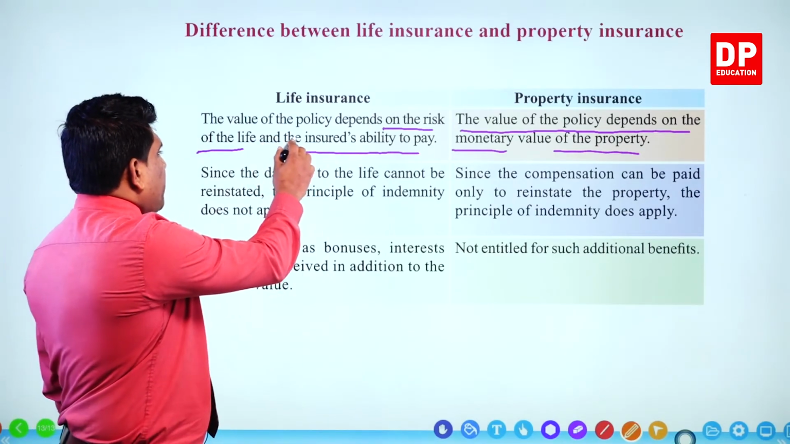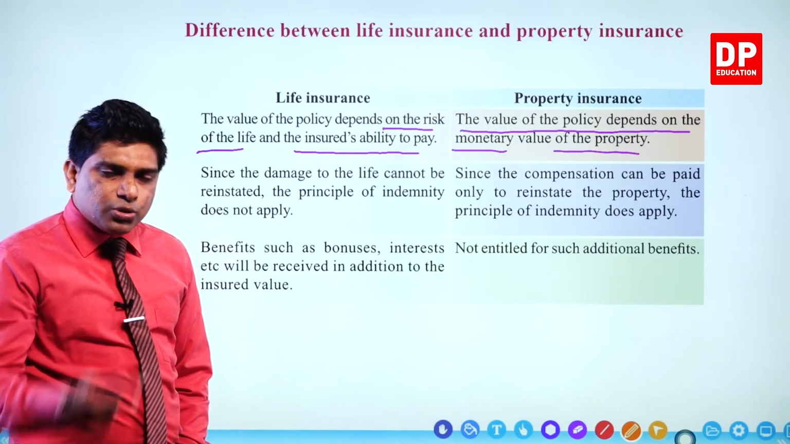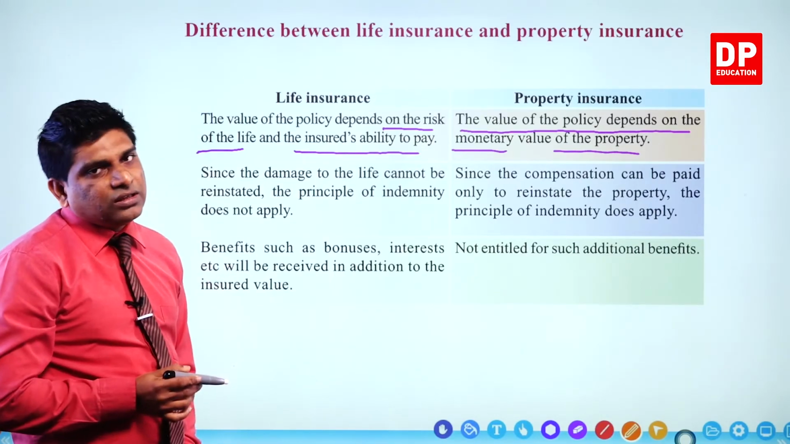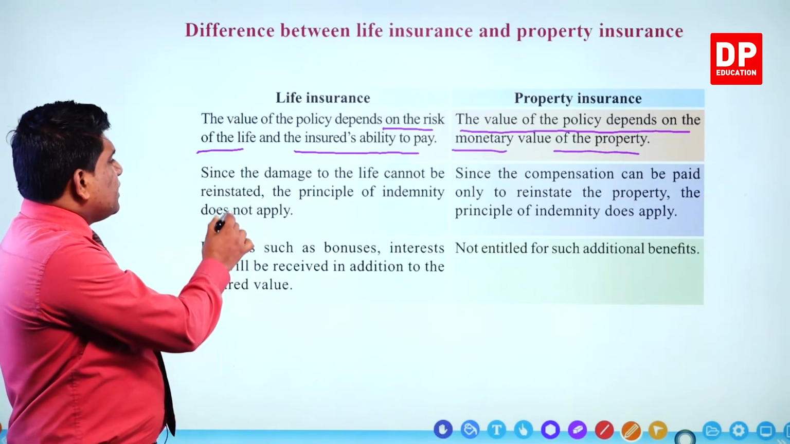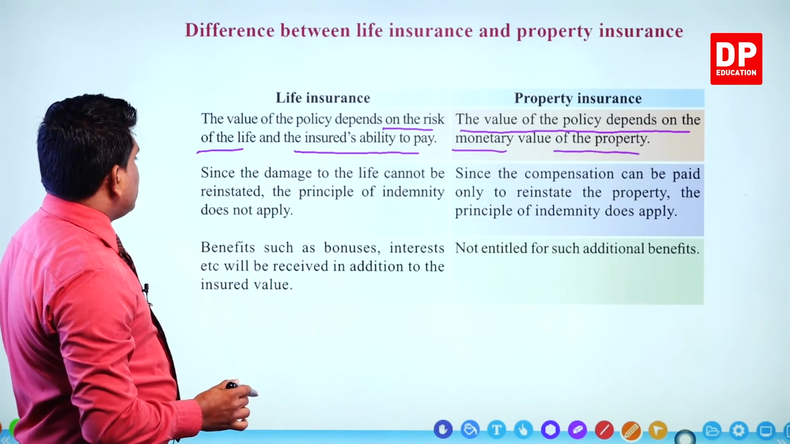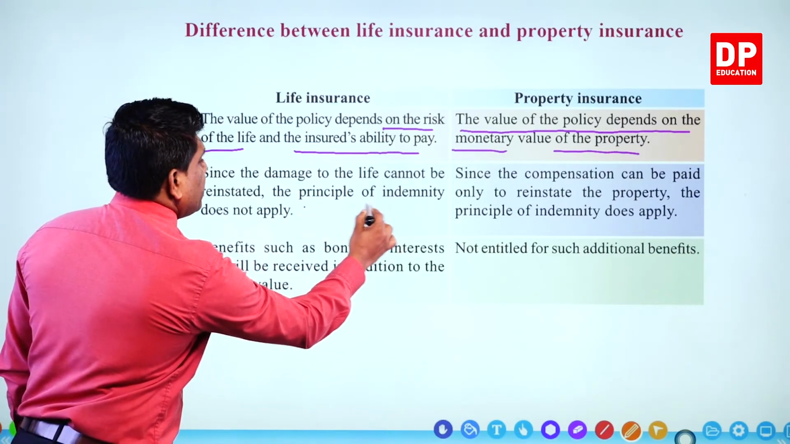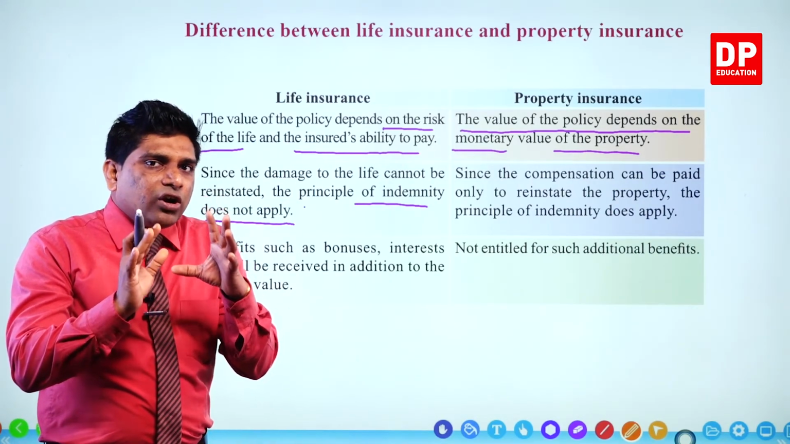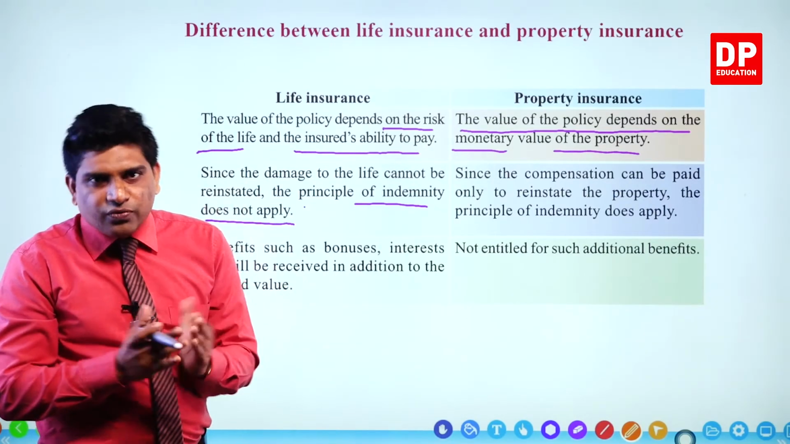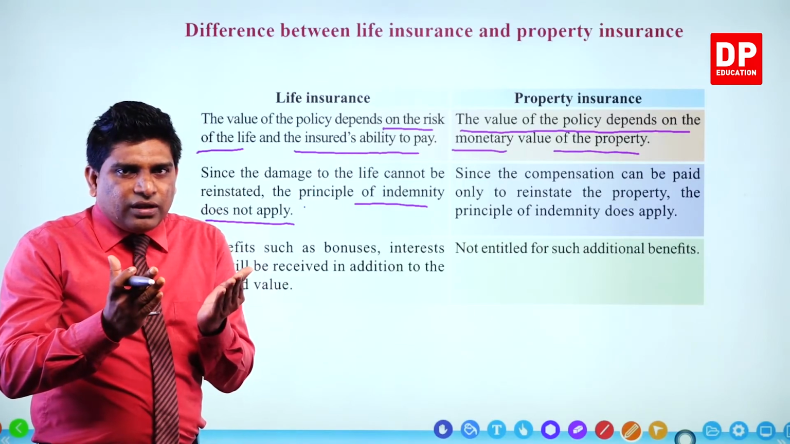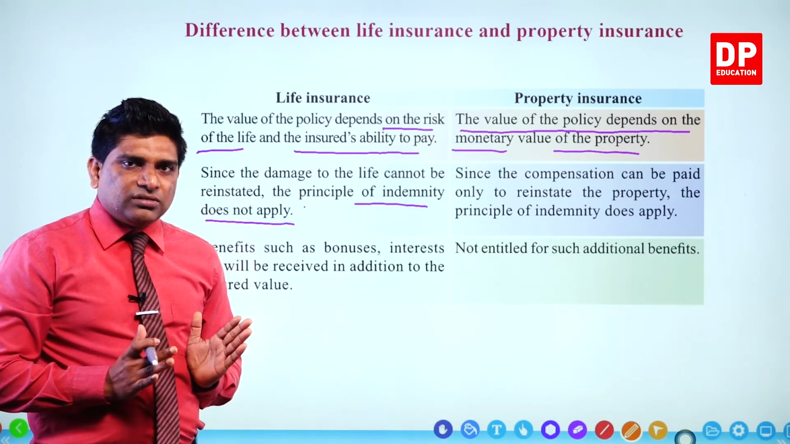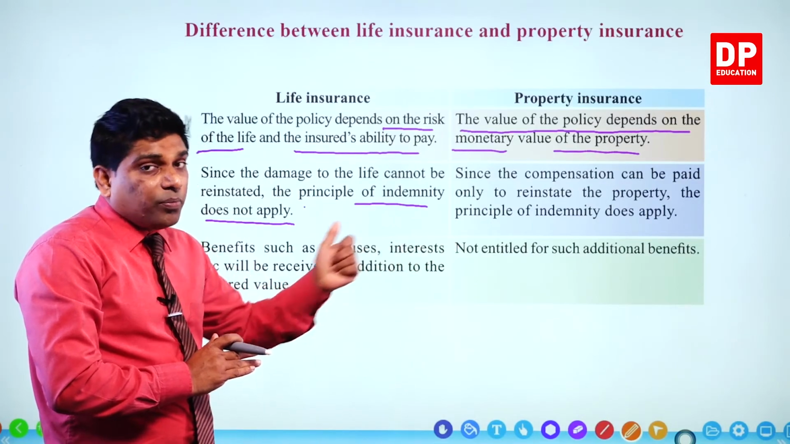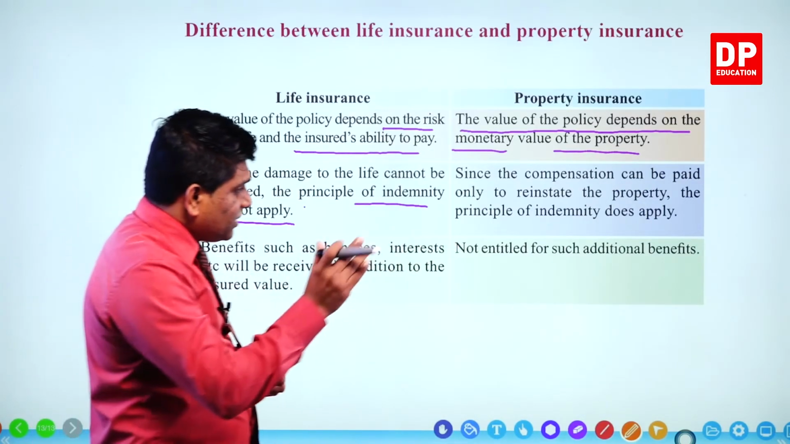Now, policy value depends on the income of the insured, but under property insurance, policy value depends on the value of the property. The second point, since the damage to life cannot be measured, the principle of indemnity does not apply. You remember only this: indemnity does not apply for life insurance. Why? The value of the life cannot be measured, but the indemnity concept can be applied for property insurance. It is the other difference.